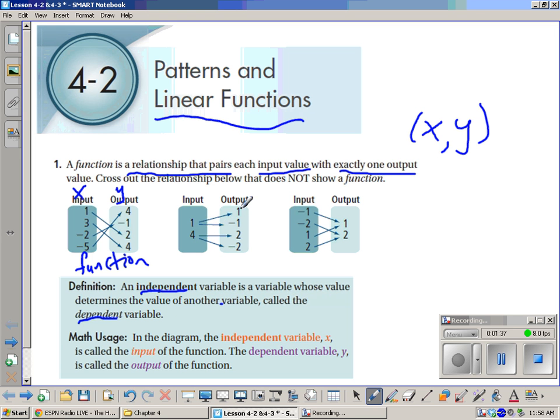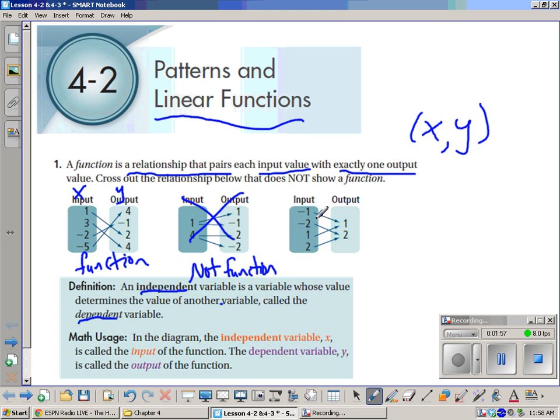Here, 1 is being assigned to 2 outputs. So this is not a function because we don't even have to look at the other, even though 4 also breaks the rule. So this one is not a function because there are 2 outputs.